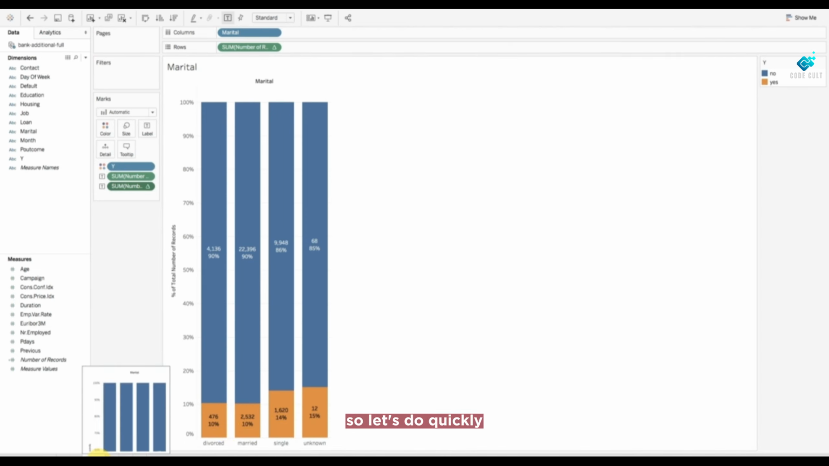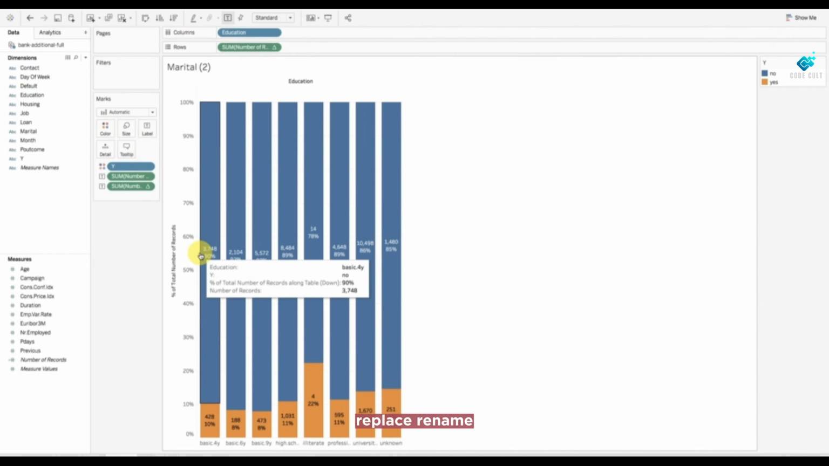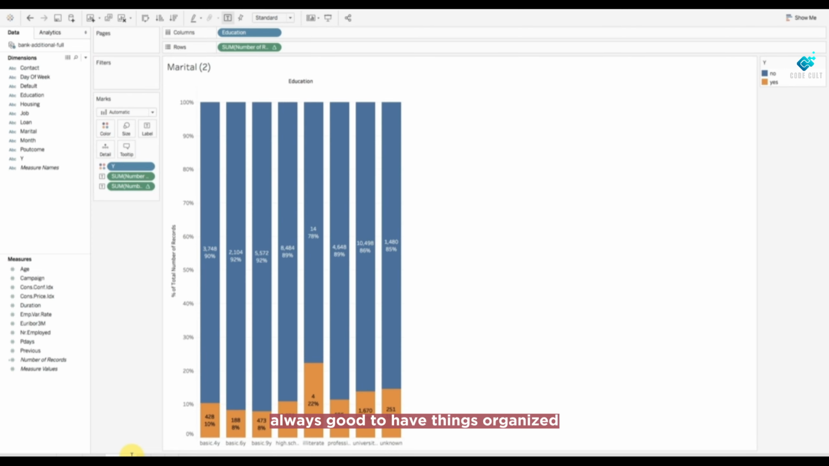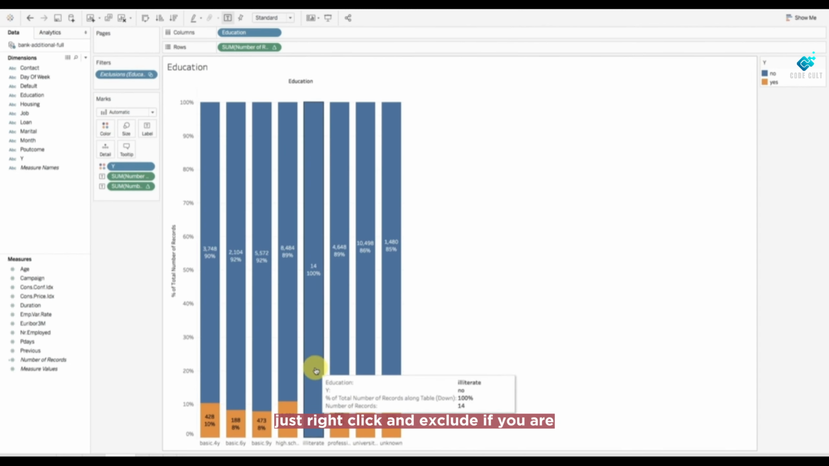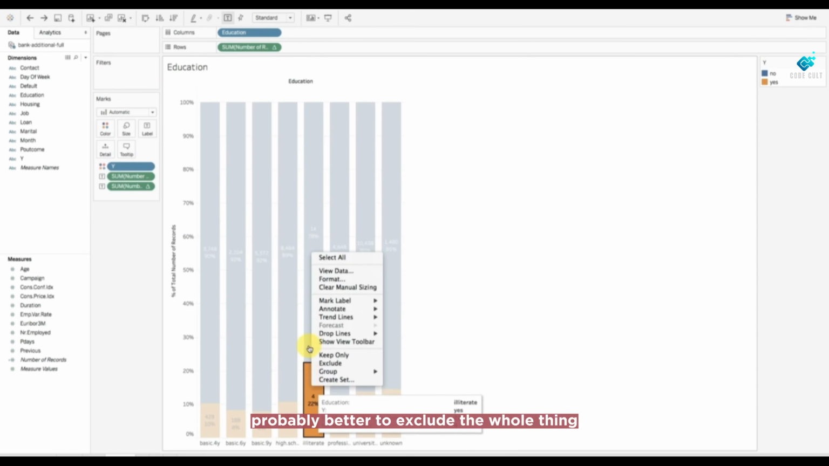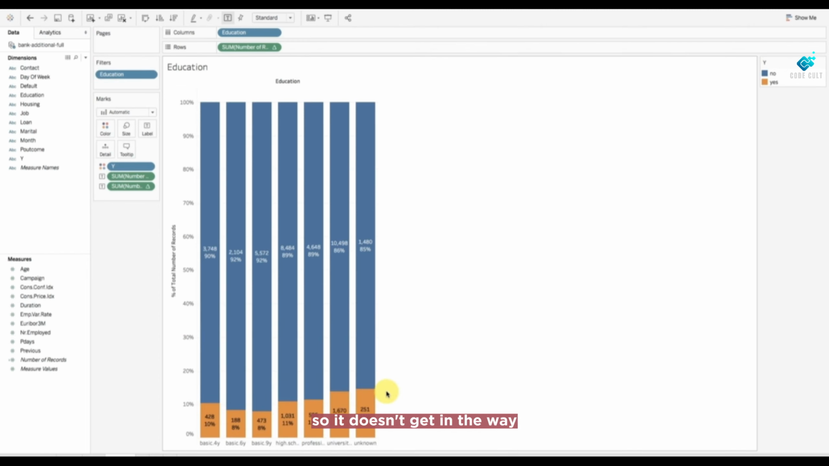So let's quickly do a couple more. Just duplicate this one. And what do we want to look at? We want to look at education. So just drag it over here, replace, rename. Don't forget to rename. It's always good to have things organized. And here you can see this one looks higher, but this is probably an insignificant result. It's got 4. So you can just right click and exclude. It's probably better to exclude the whole thing, or just click here and right click and exclude so it doesn't get in the way.